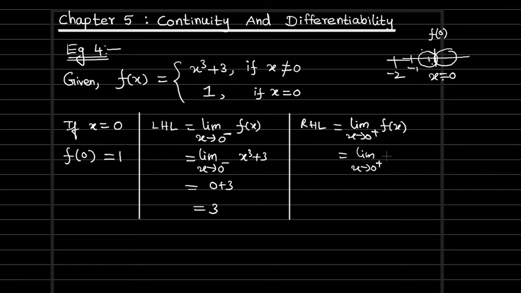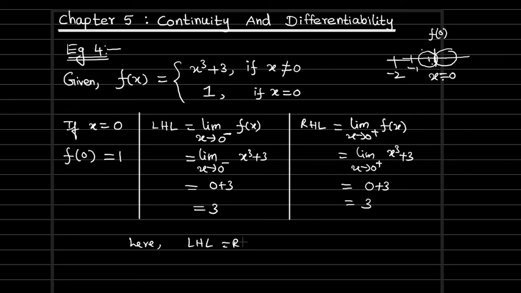So the first function we need to substitute is x cube plus 3. Now, since it is approximately 0, the close values of 0 on the right hand side, now directly in place of x we can substitute 0. The result is 3. Now if you notice, the left hand limit and right hand limit are the same. But does that value coincide with the value when x is exactly 0? No.